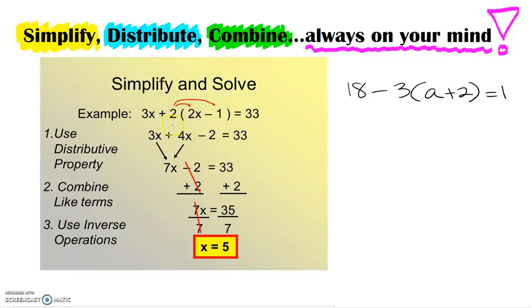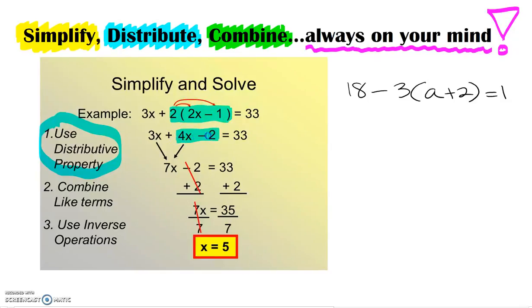We have 3x plus 2(2x minus 1) equals 33. So hopefully what you can see here is that we have the opportunity to distribute. And that's what we're going to want to do first. Okay? So once we've done our distribution, that's what it's saying right here. We now have what? 4x minus 2, and we've slotted that in there.